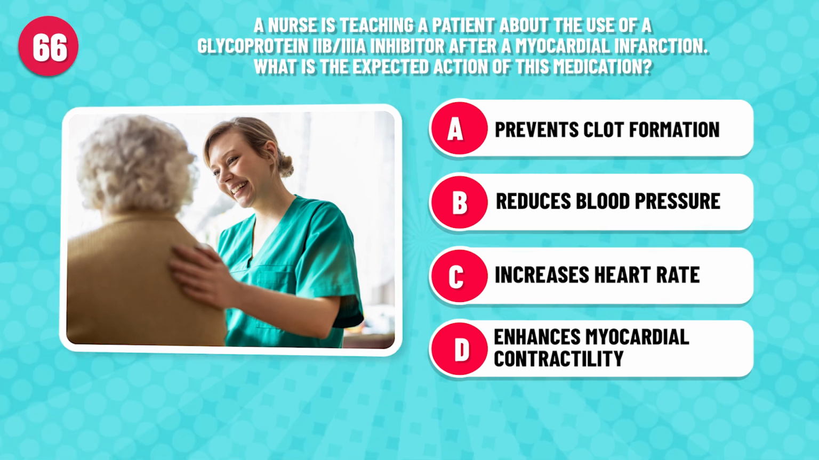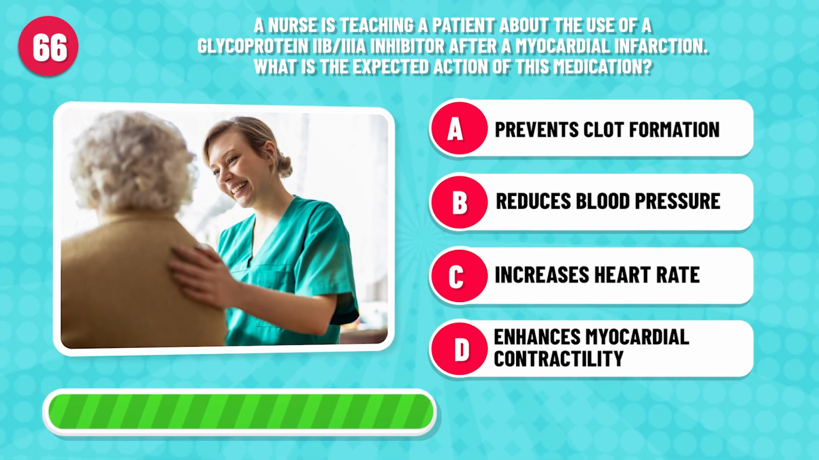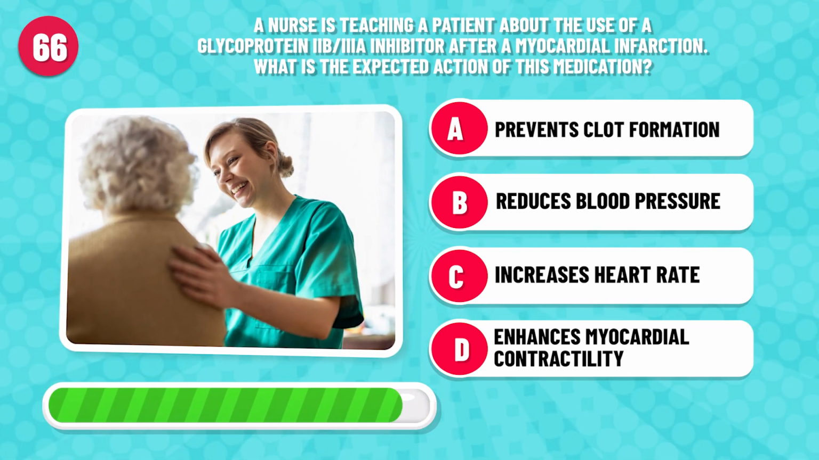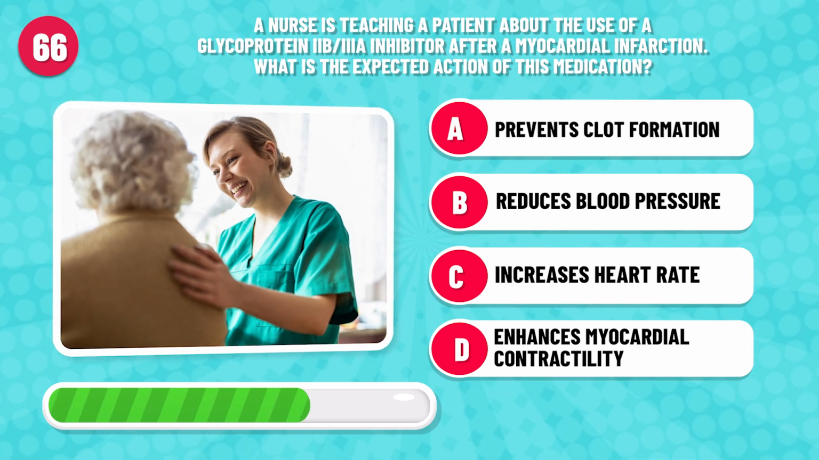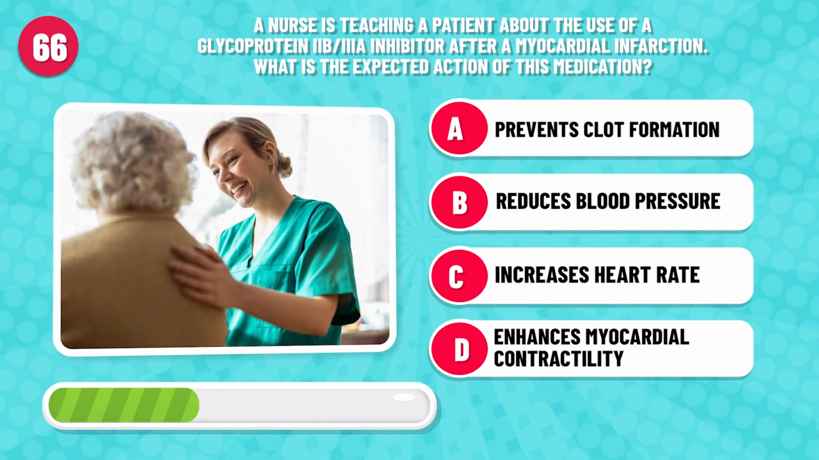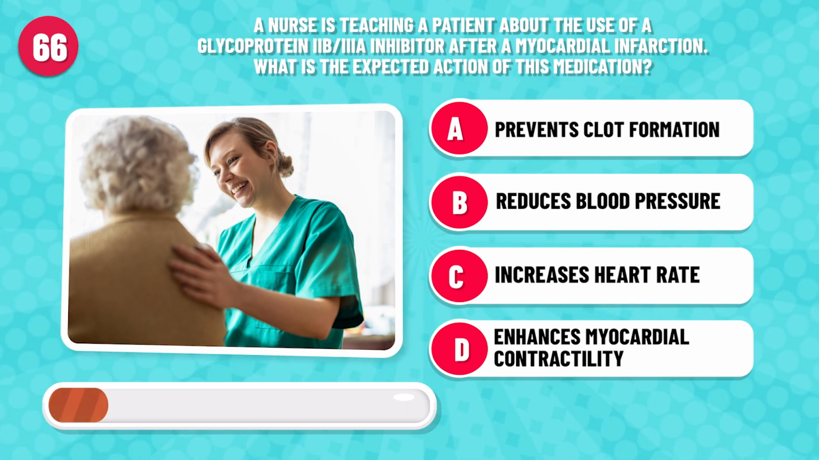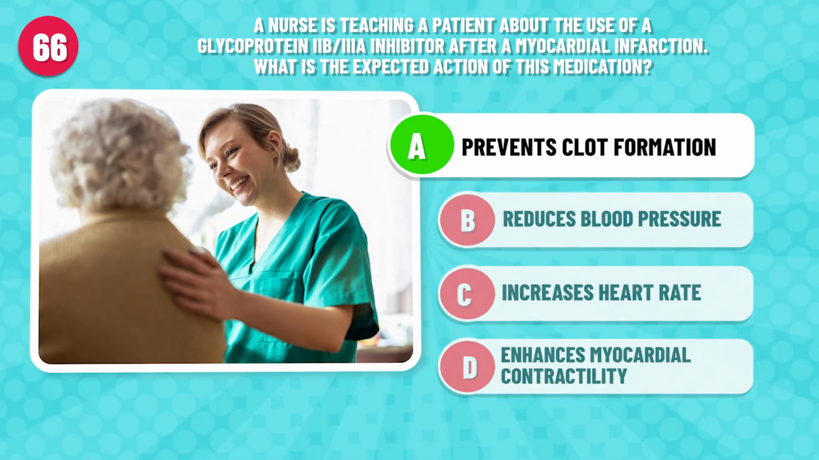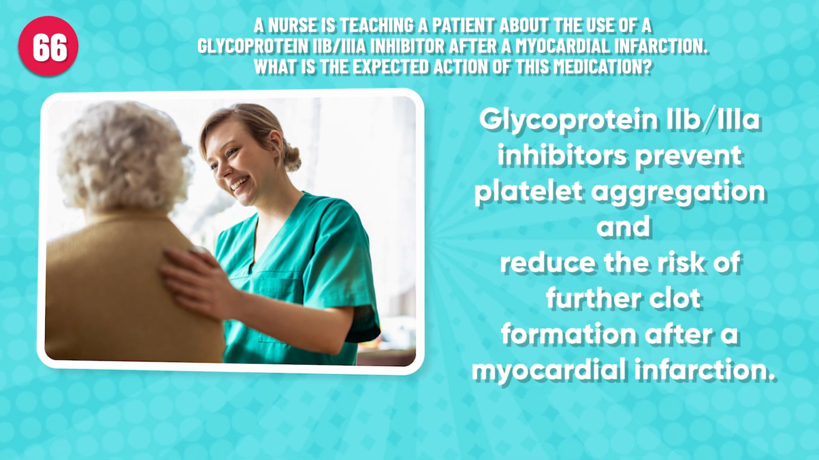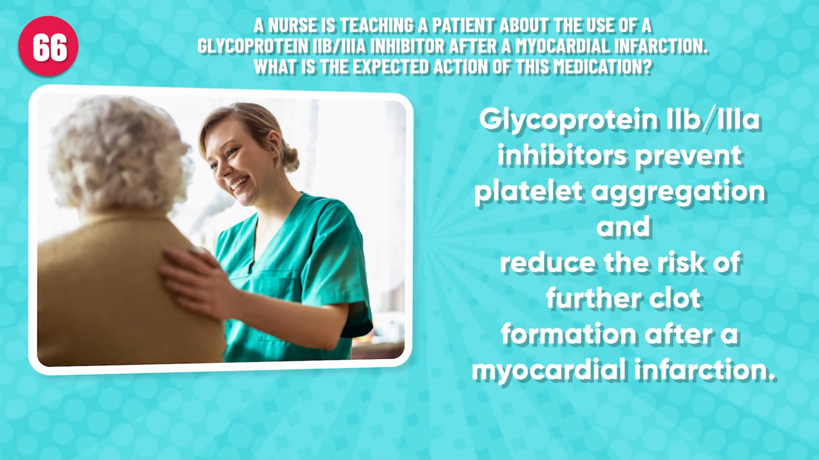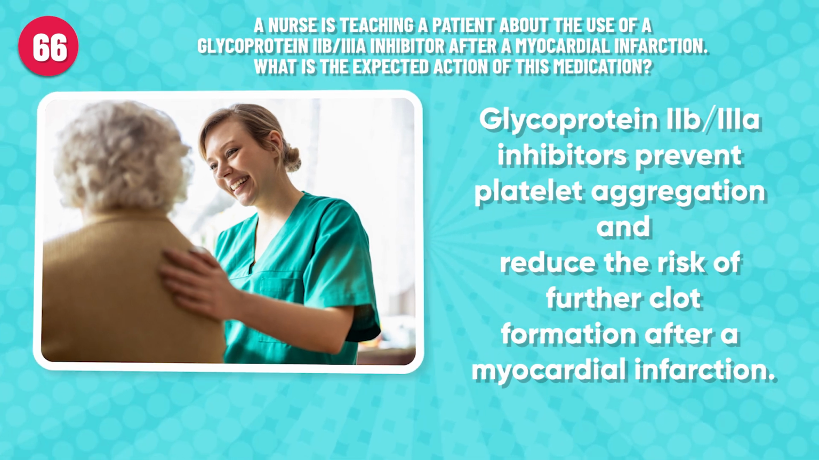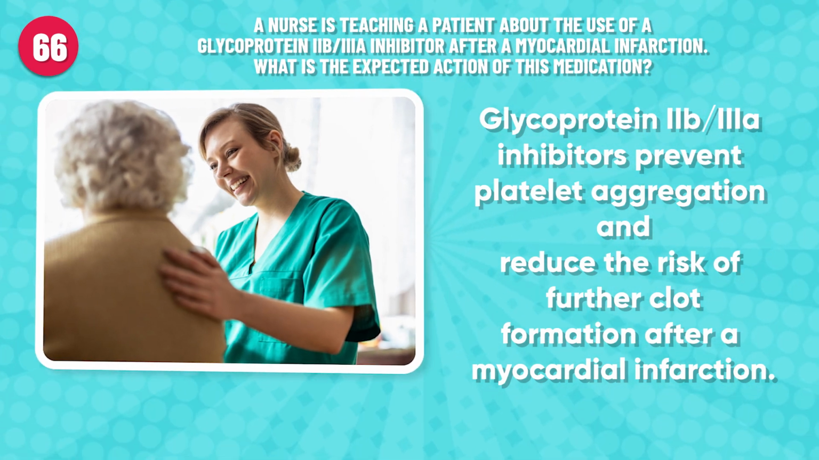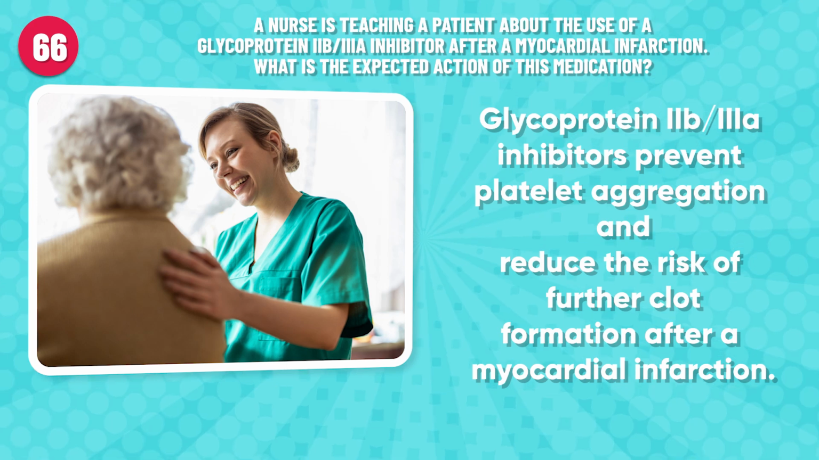A nurse is teaching a patient about the use of a glycoprotein 2B/3A inhibitor after a myocardial infarction. What is the expected action of this medication? It's A. Prevents clot formation. Glycoprotein 2B/3A inhibitors prevent platelet aggregation and reduce the risk of further clot formation after a myocardial infarction.